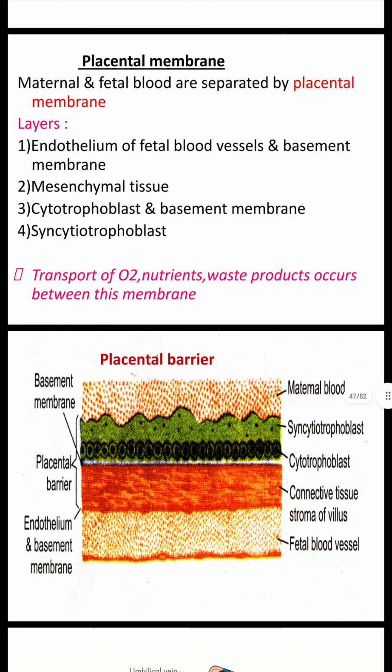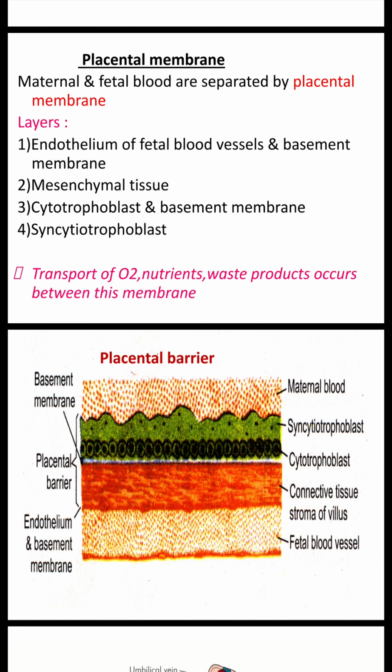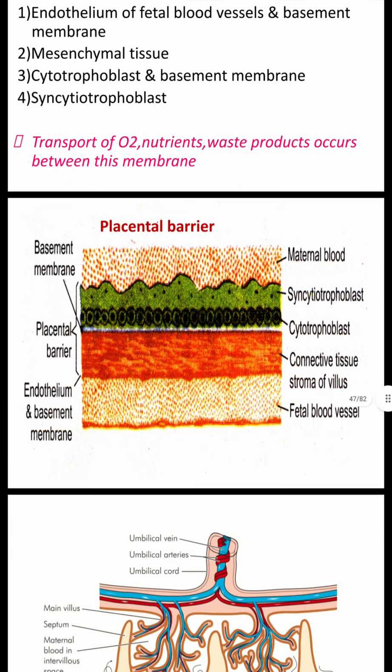Now the placental membrane. Maternal and fetal blood are separated by the placental membrane. Basically there are four layers: the endothelium of the fetal blood vessels and the basement membrane, mesenchymal tissue, cytotrophoblast and the basement membrane, and the syncytial trophoblast. The transport of oxygen, nutrients, and waste products occurs across this membrane. In this diagram you can see the endothelium of blood vessels, then the connective tissue, cytotrophoblast, syncytial trophoblast, and maternal blood.